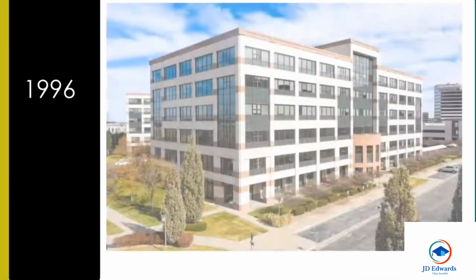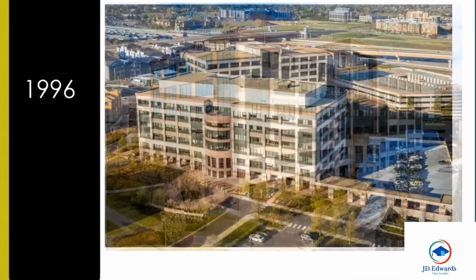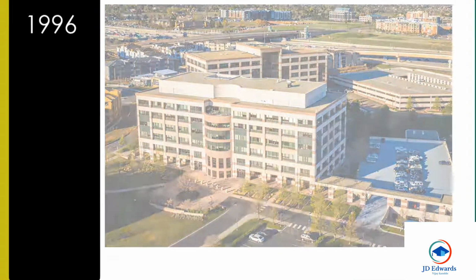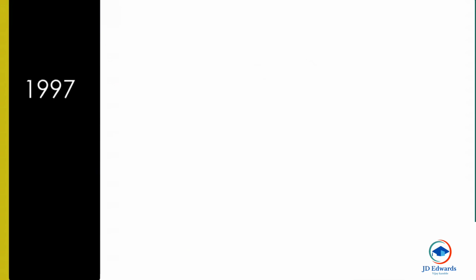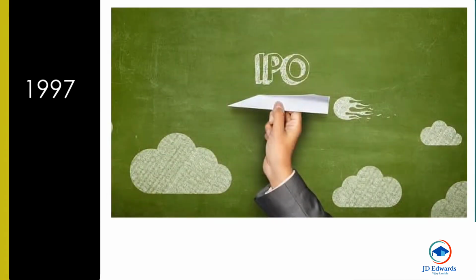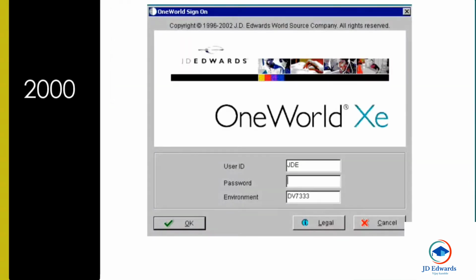Also in 1996, management makes the decision to consolidate the team to one location and breaks ground for the new corporate campus in the Denver Tech Center. Then in September of 1997, JD Edwards announces the initial public offering for its common stock. The IPO was successful and provided substantial funding for JD Edwards' continued growth. Then, in October of 2000, JD Edwards unveiled One World XE.